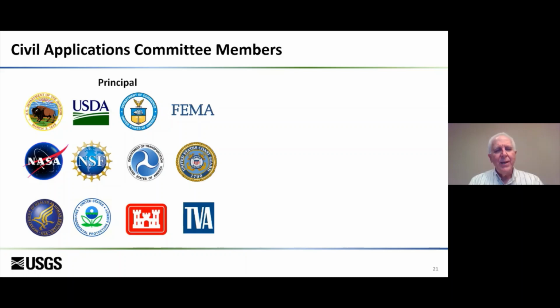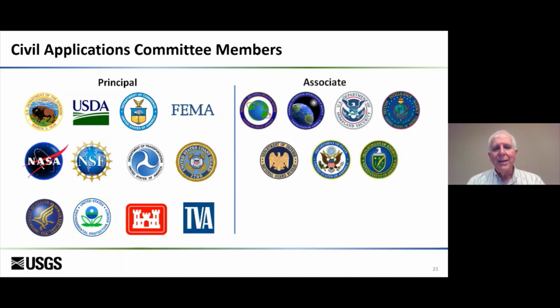So 12 civil agency members of the committee, the Departments of Interior, Agriculture, and Commerce, the first 3 there. Also the Federal Emergency Management Agency, and the next row, NASA, the National Science Foundation, Department of Transportation, the Coast Guard. Last row, Department of Health and Human Services, Environmental Protection Agency, the Army Corps of Engineers, and the Tennessee Valley Authority. The Army Corps of Engineers for their domestic mission. We're also joined by 7 associate members. These are all members that are officially a part of the intelligence community, the National Reconnaissance Office, National Geospatial Intelligence Agency.